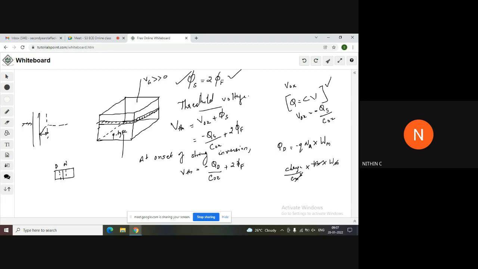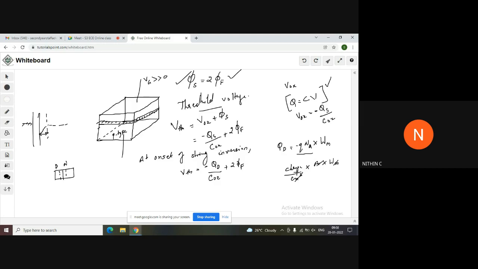In all my cases, I will be taking the area of cross section, A, as 1, so I need not write that again. By multiplying the charge density, that is charge per centimeter cube, with this Wm value, we will get the value of total charge. We are ignoring the A value. Our area of cross section is taken as 1 throughout this derivation. Clear?